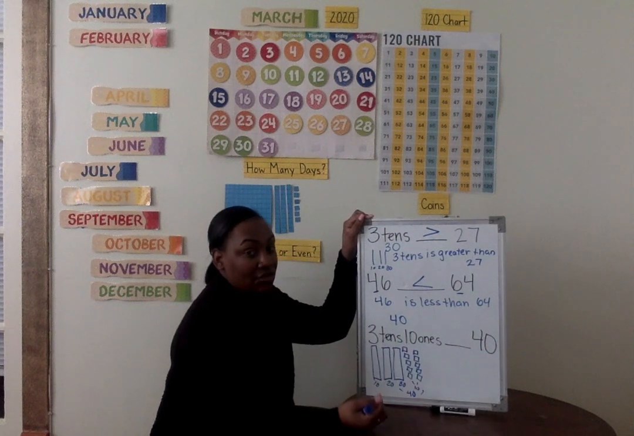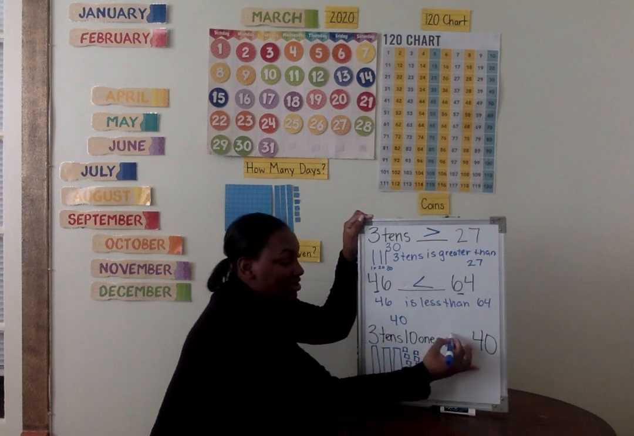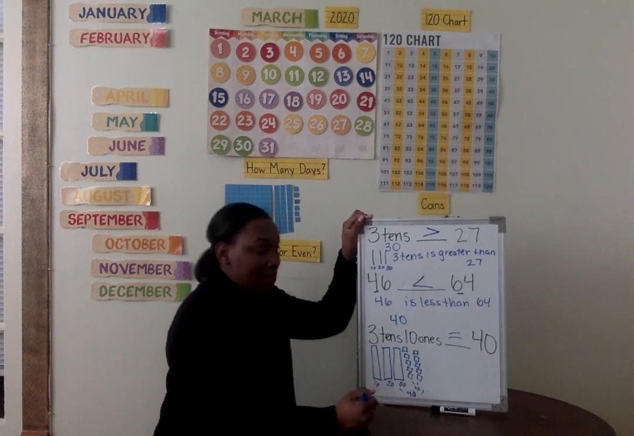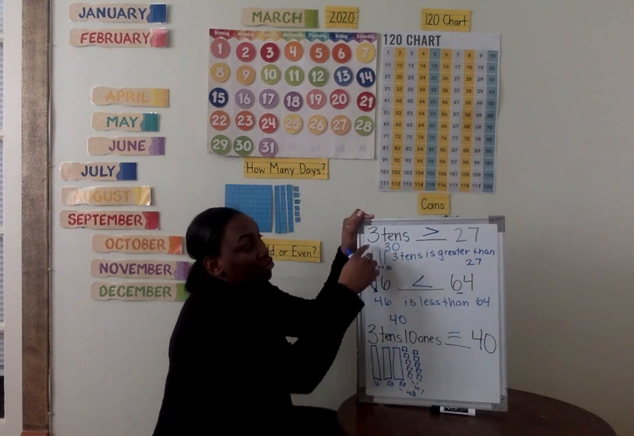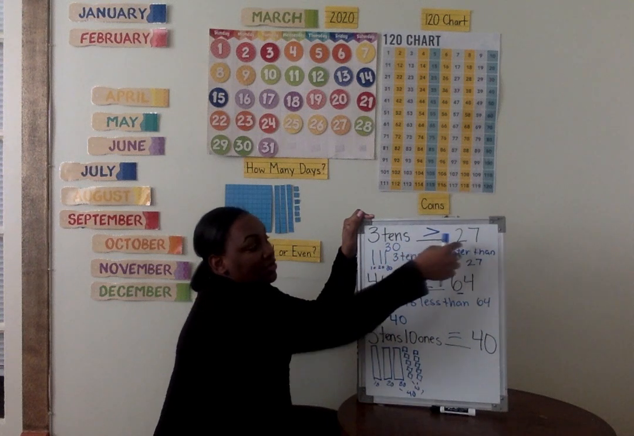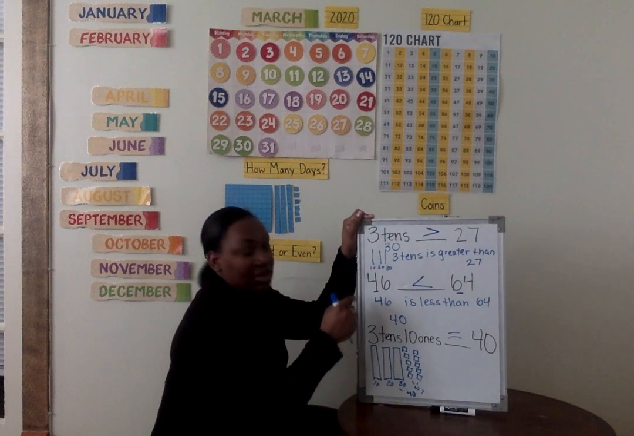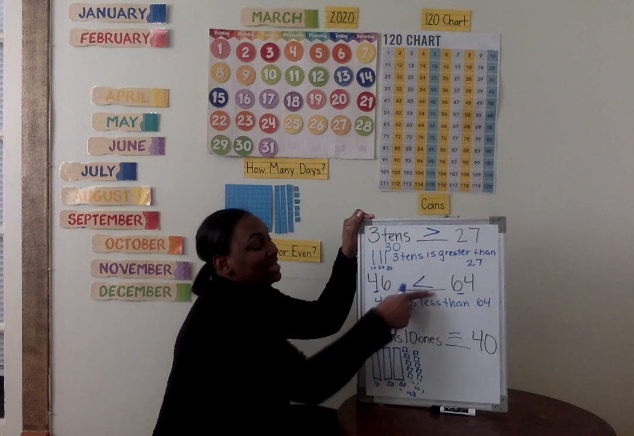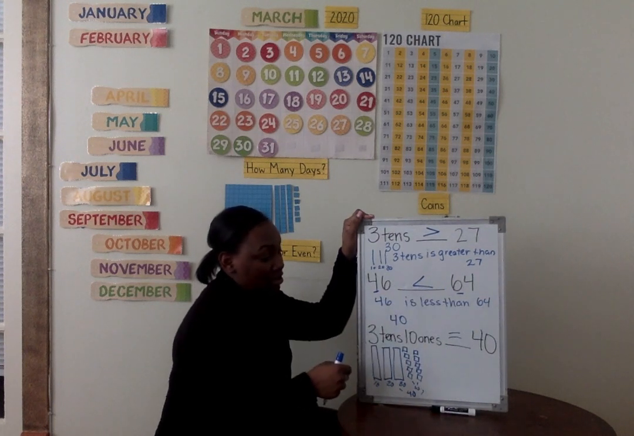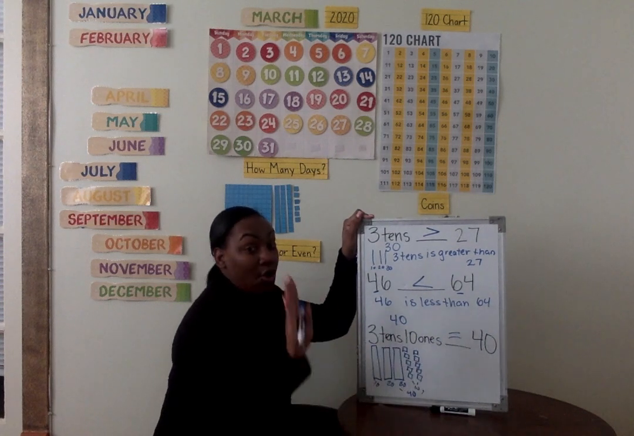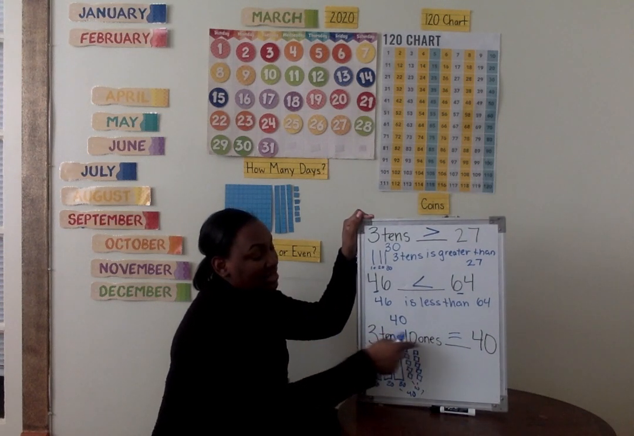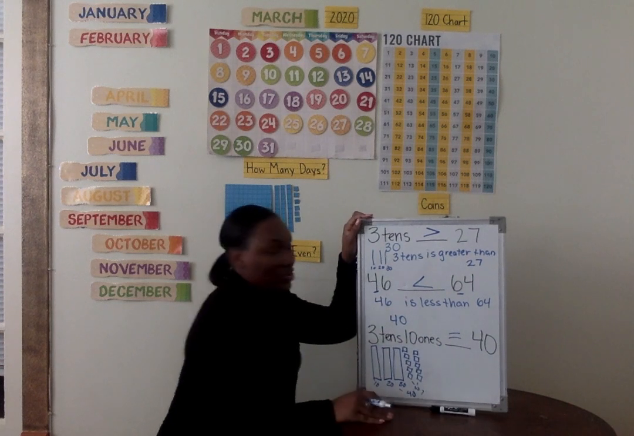Then I have the number 40 over there. Is 40 less than, greater than, or equal to 40? You're so right. They're equal because they're the same number. So let's practice reading each of these problems from left to right. 3 tens is greater than 27. Read it with me. 46 is less than 64. And last one, 40 is equal to 40, or 3 tens and 10 ones is equal to 40.